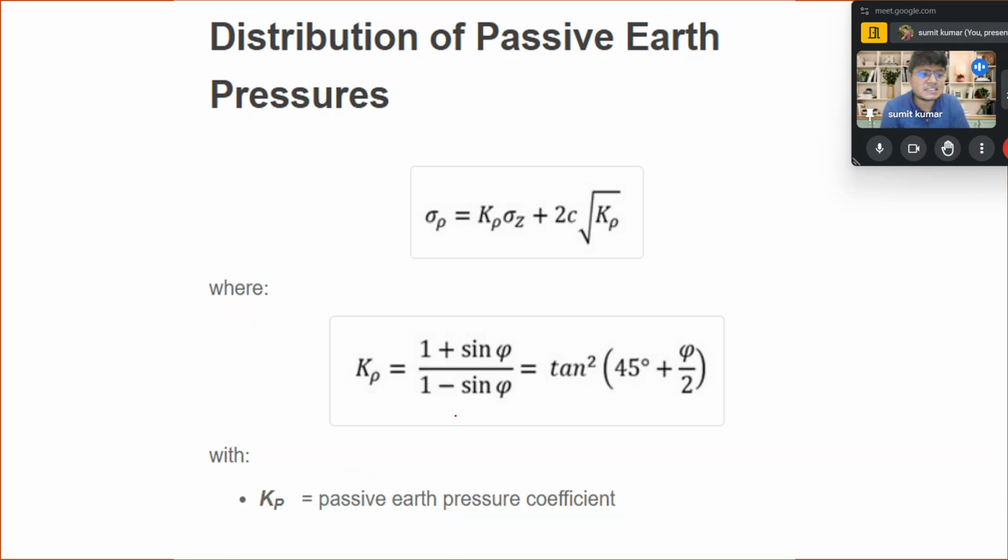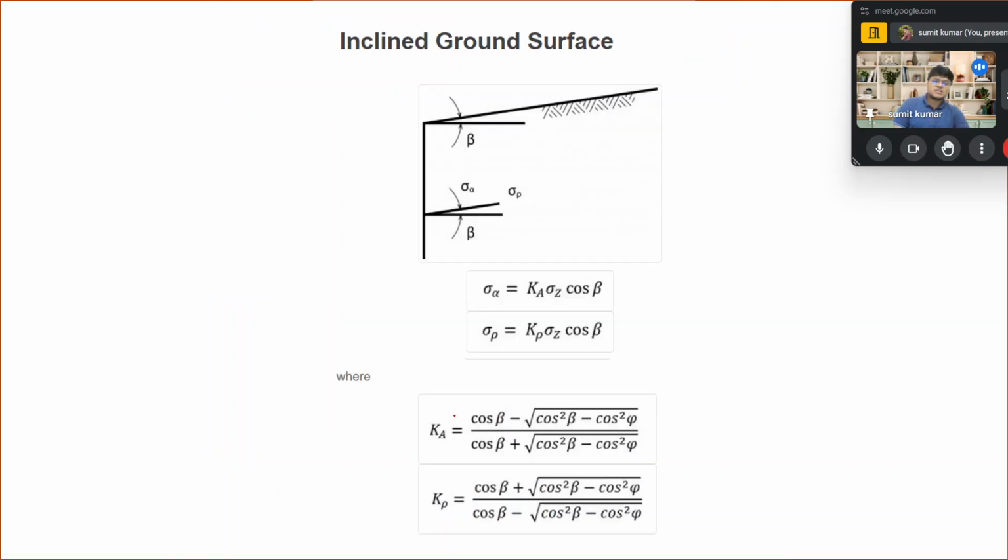Now, similarly discussing the passive earth pressure condition, where sigma p equals Kp sigma z plus 2c root Kp, where Kp equals (1 plus sin phi) upon (1 minus sin phi), or that is also equal to tan square (45 plus phi by 2). Kp is the passive earth pressure coefficient, or the coefficient of passive earth pressure. So you can see that.